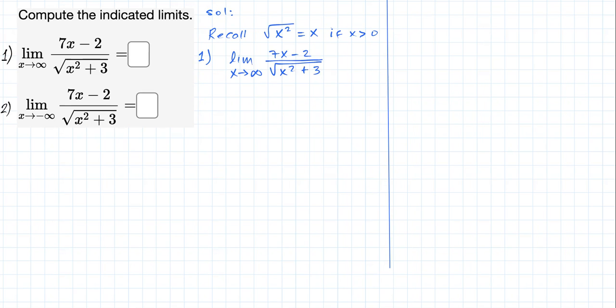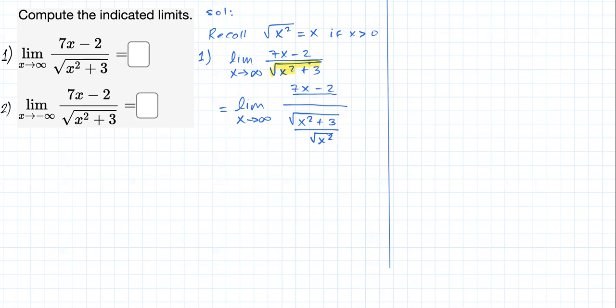Now, we have a technique to deal with these limits at infinity, right? Which is identify the highest power on the denominator, which is clearly x squared, right? But notice this square root appears here. So we must divide both numerator and denominator by the square root of x squared, right? So this will be x squared plus 3 divided by the square root of x squared. And the numerator, 7x minus 2, must be divided by this quantity as well, right?